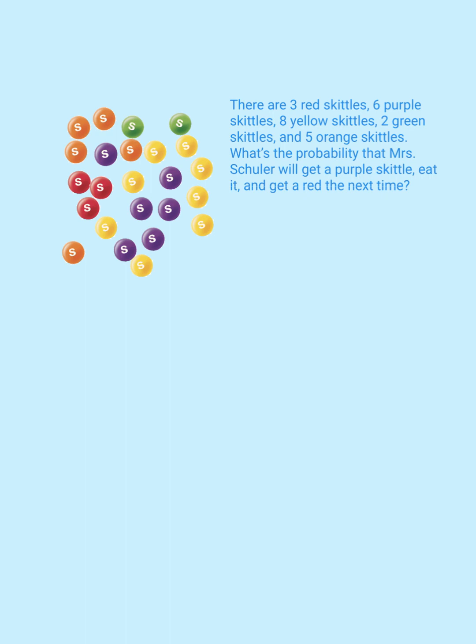There are 3 red Skittles, 6 purple Skittles, 8 yellow Skittles, 2 green Skittles, and 5 orange Skittles. What's the probability that Mrs. Schuler will get a purple Skittle, eat it, and then get a red the next time? So those are the best colors, so that's why. So we're going to start with purple.